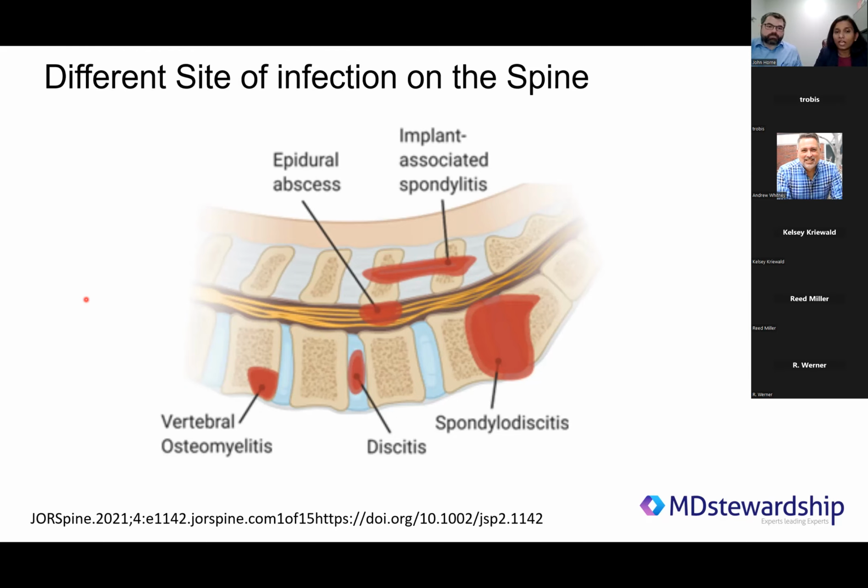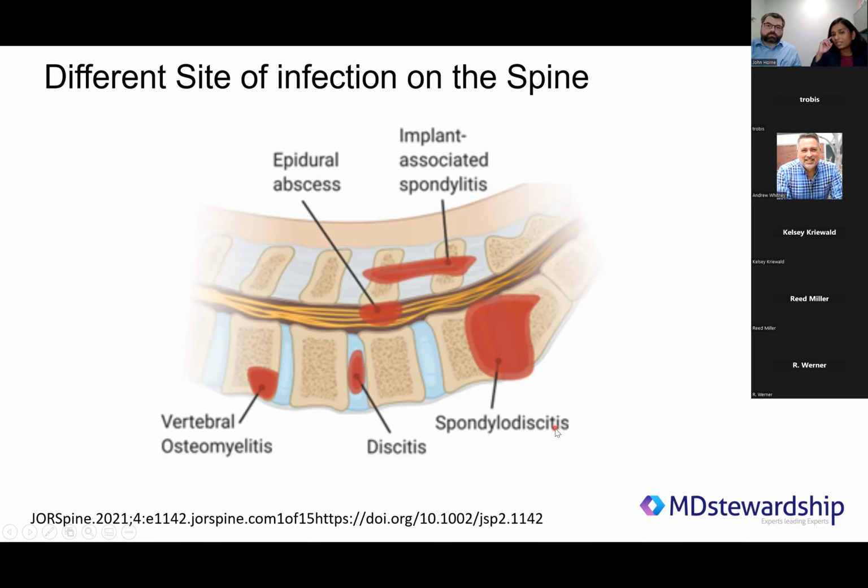I like this picture a lot. It kind of tells you what the different infection sites in our spine are. So vertebral osteomyelitis is when the actual bone, the vertebral area, is infected, like here. Discitis is in between the bones. Spondylitis covers everything, bone and the disc space. Epidural abscess is right here, the epidural space. And then implant-associated spondylitis over here internally.